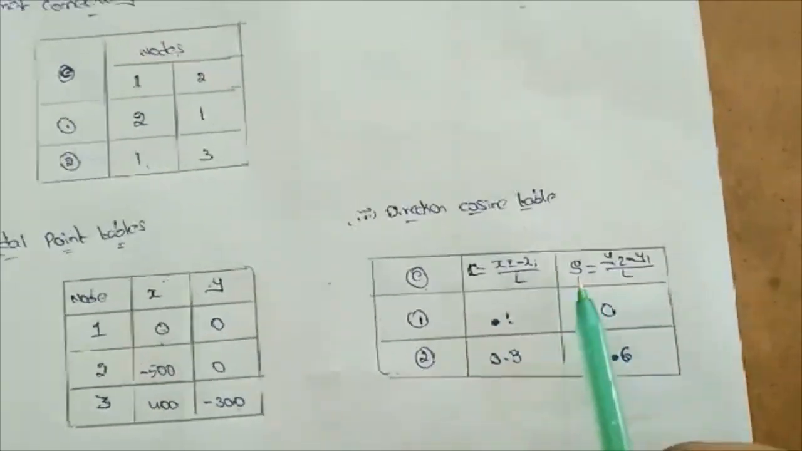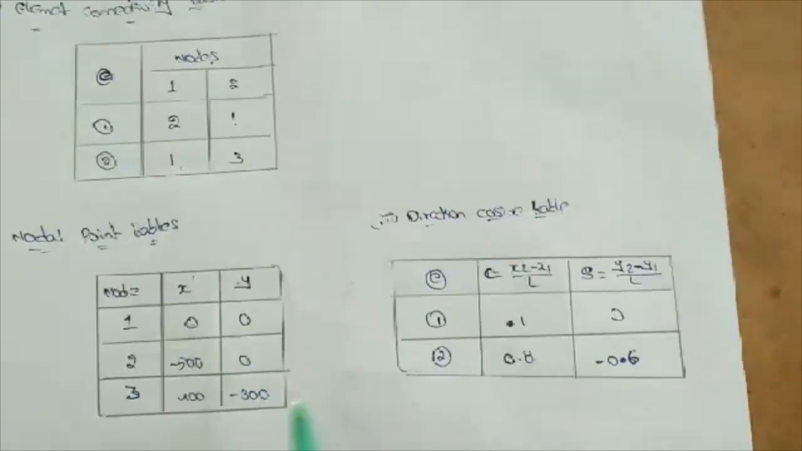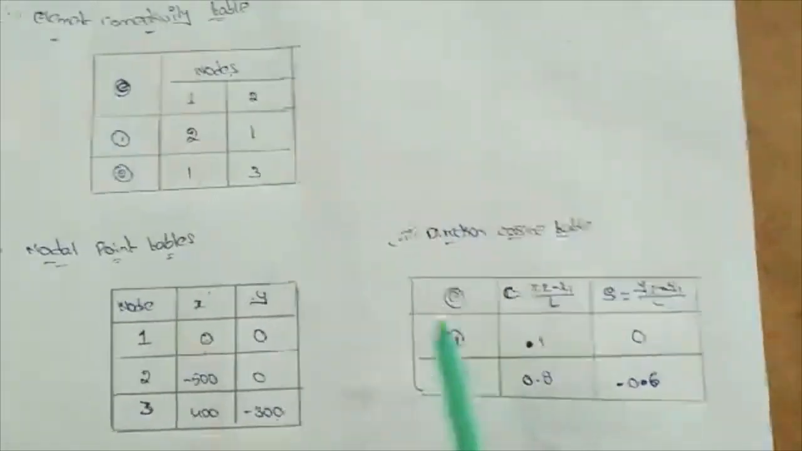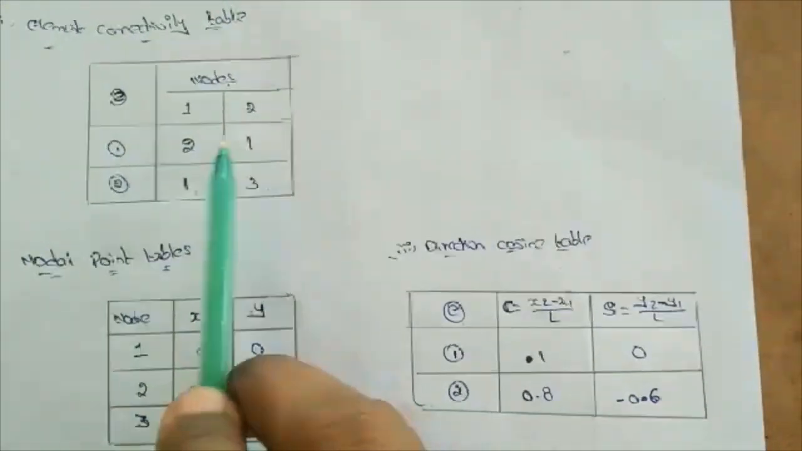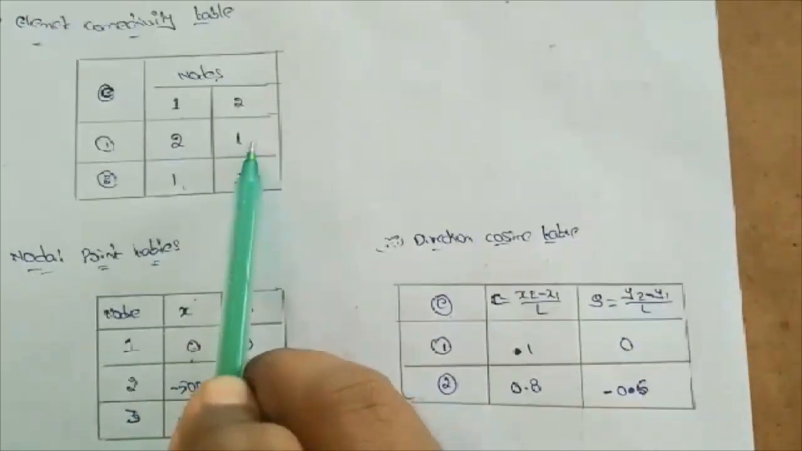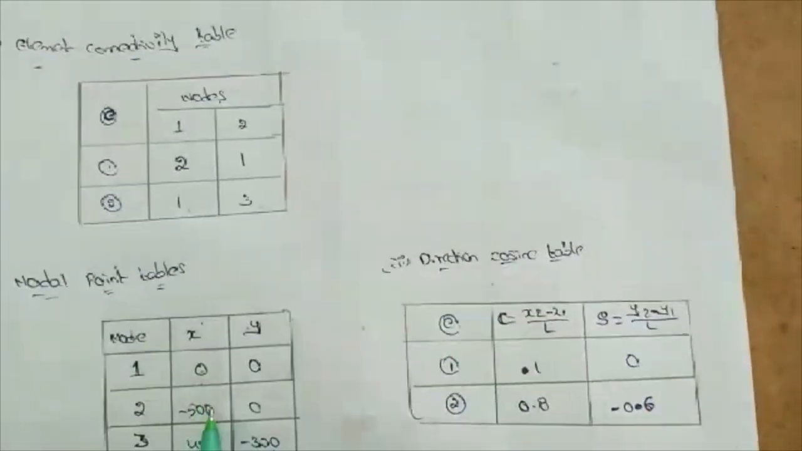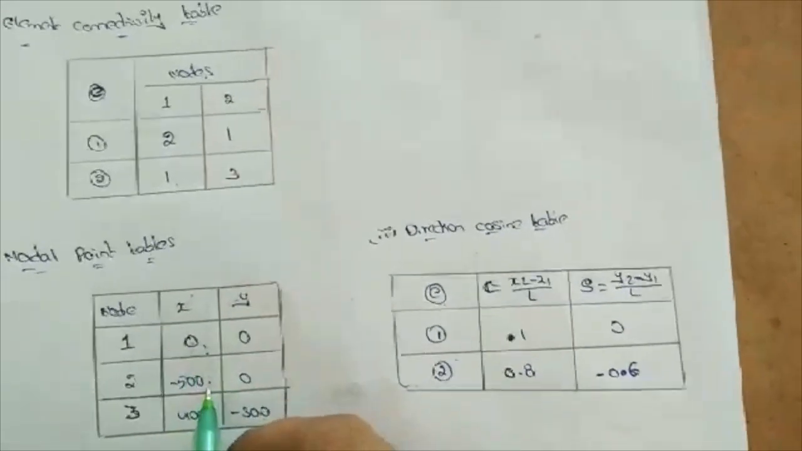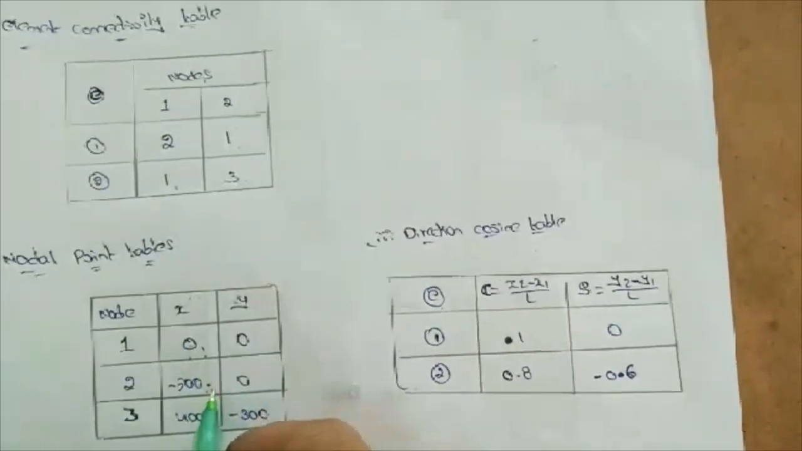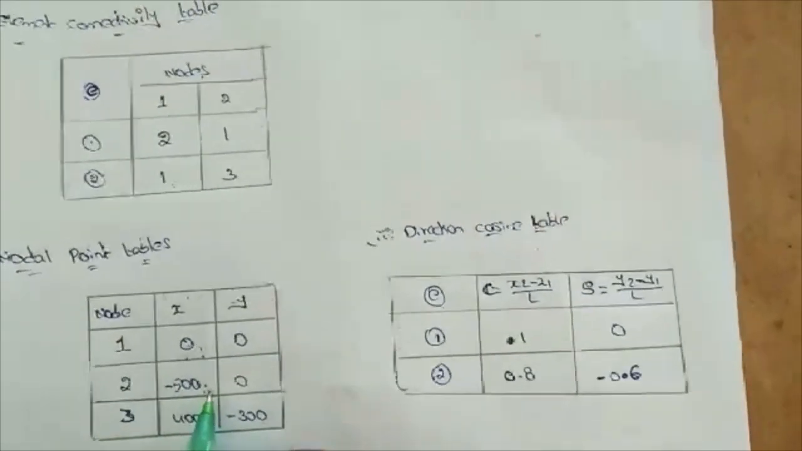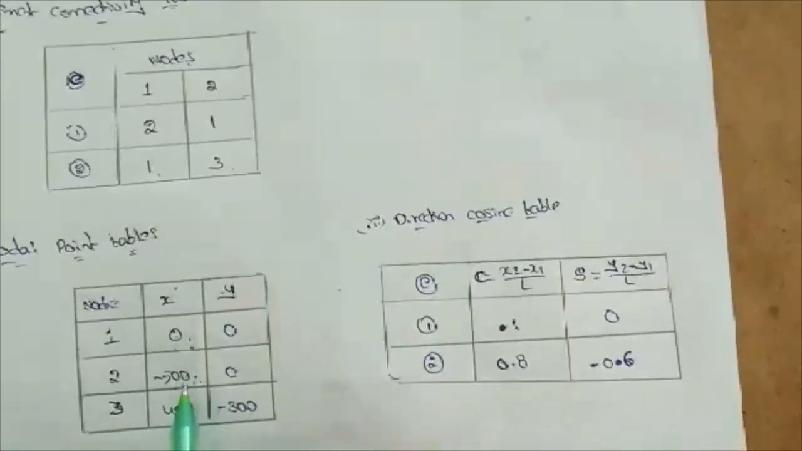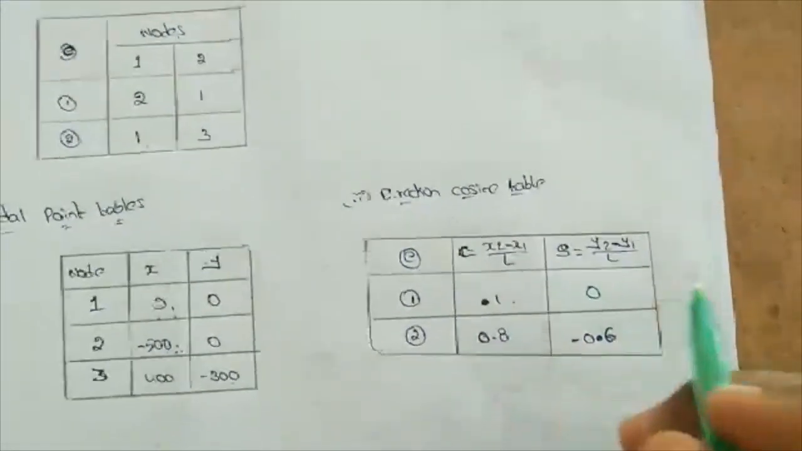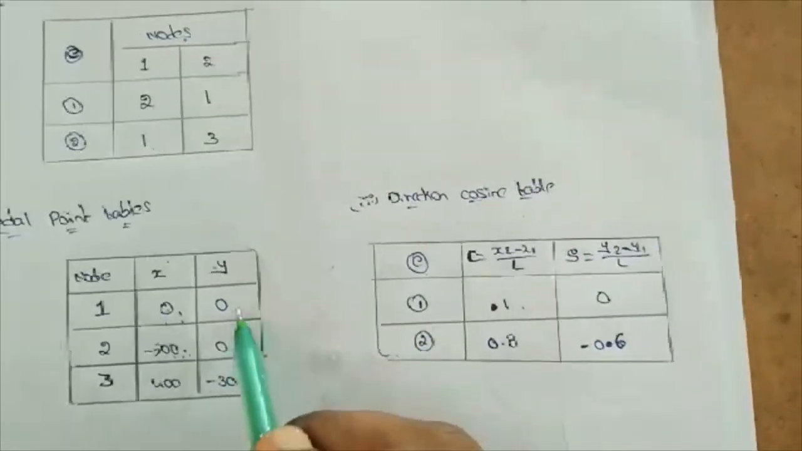Okay, here the first element has the node numbers 2 and 3. 2 is the starting node, 3 is the ending node. This is x1, this is x2. x2 minus x1 means 0 minus (minus 500), that is 500, by the length of the first element, which is 500. 500 by 500 means 1. Similarly, y2 minus y1, 0 minus 0 means 0, and 0 by anything is 0.